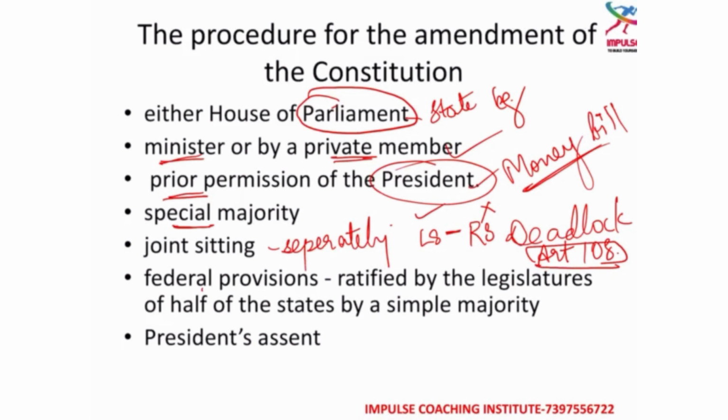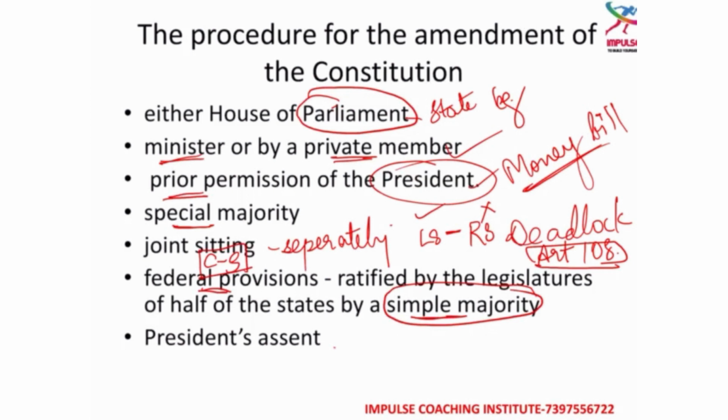If the bill is passed by the Parliament, in case the bill affects the federal provisions of the Constitution, it has to be ratified by the legislature of half of the states by a simple majority. Federal provisions are nothing but provisions which affect the center-state relations. In such cases, half of the states must ratify the bill. In their state legislature, the bill must be passed by a simple majority. Simple majority is nothing but more than 50% of present and voting.